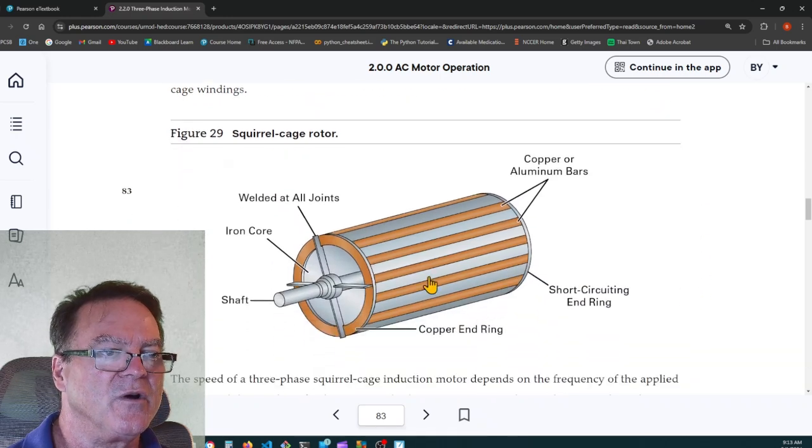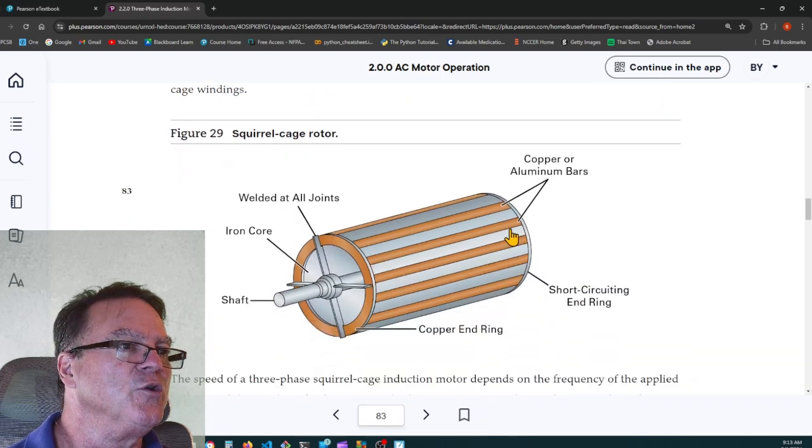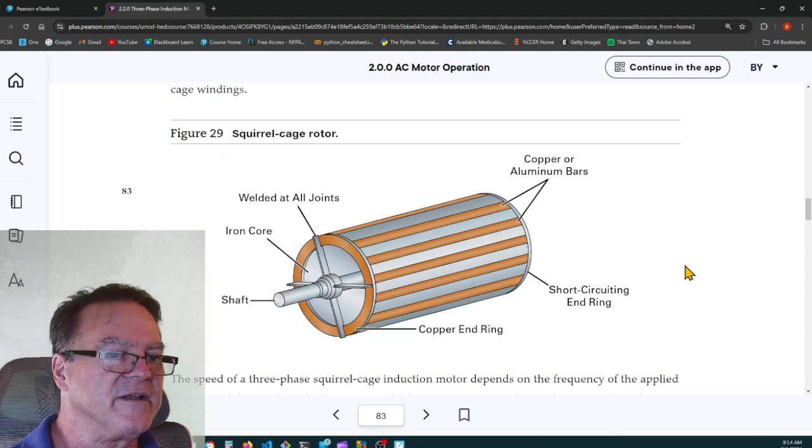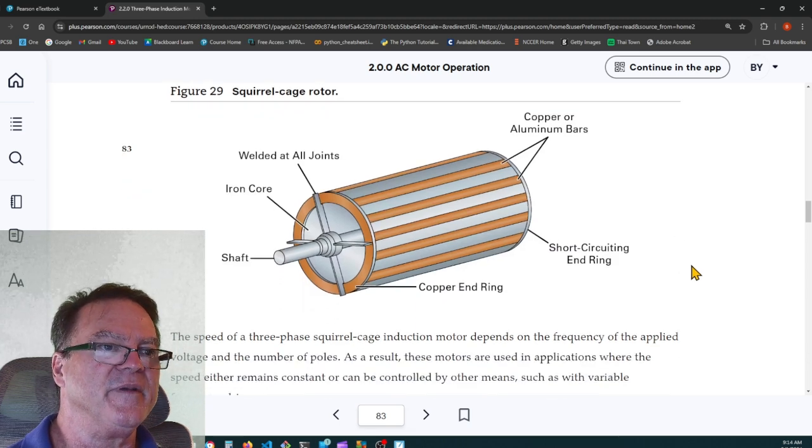Here you go. Here's a good drawing. These are bars of aluminum. Copper aluminum bars. And they're separated, but they're shorted at both ends so that you can have current flow through them. Having current flow will allow that magnetic field to be formed.